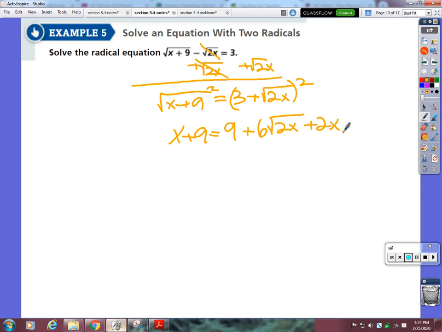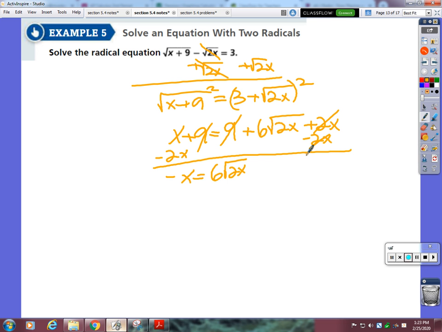So guess what? Yeah, we have to get the square root by itself again and then square the whole thing again. All right? So conveniently, the 9's cancel. So if I subtract 2x from both sides, I get negative x equals 6 times the square root of 2x. Are we doing okay so far? Well, I subtracted 2x from over here. So x minus 2x, let me show my work. Those cancel. X minus 2x is negative x.